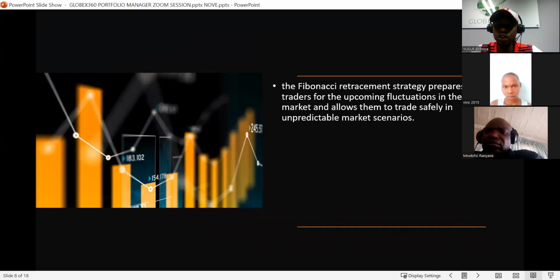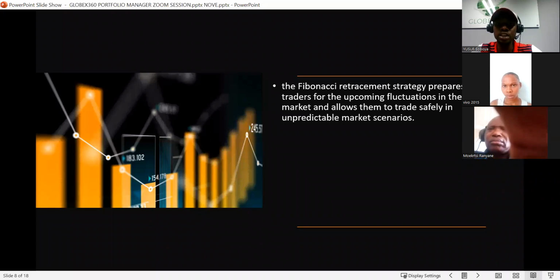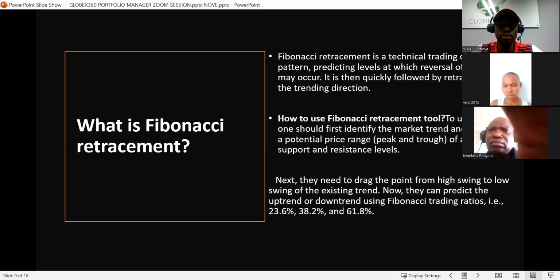Okay, the Fibonacci retracement strategy prepares traders for upcoming fluctuations in the market and allows them to trade safely in unpredictable markets. So the Fibonacci retracement is a technical trading chart pattern predicting the levels at which a pullback may occur, and it is then quickly followed by a retracement in the trading direction.